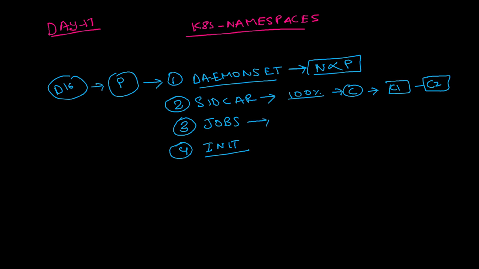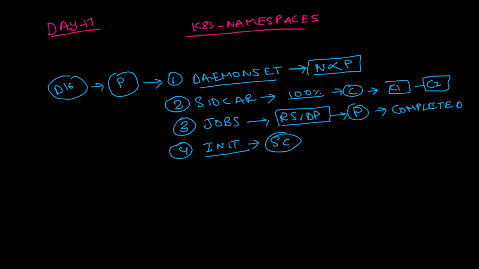And the third one which we discussed, Jobs, is different from a ReplicaSet or Deployment. A Job was a kind of pod which was created to do some specific task and then it was completed. And finally, the fourth one is like a sidecar container, but the difference was, I would say this one was my pod, C1 was my container and C2 was my second container, and this one was my emptyDir.